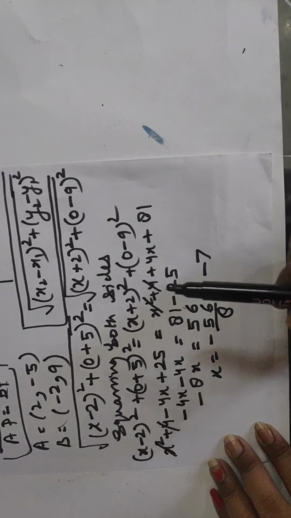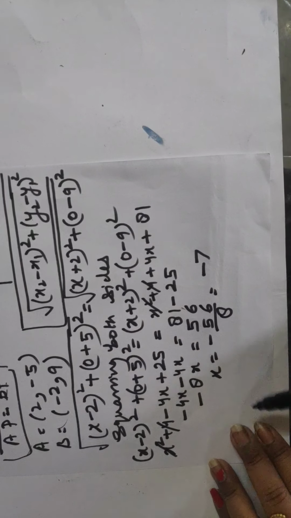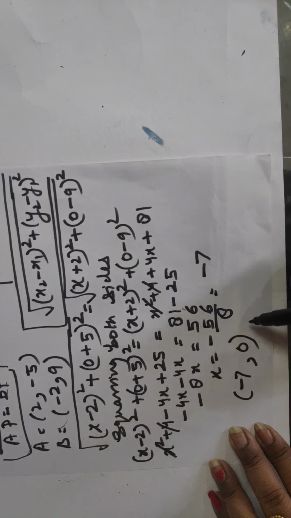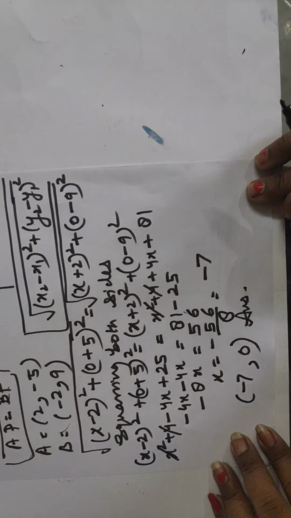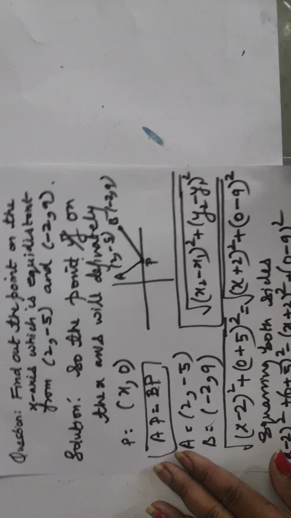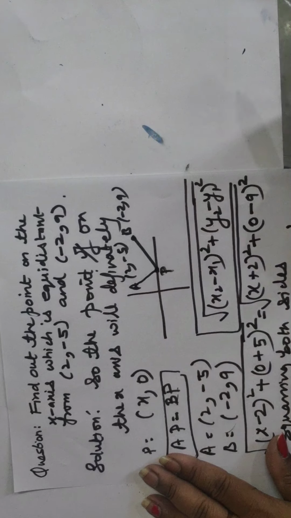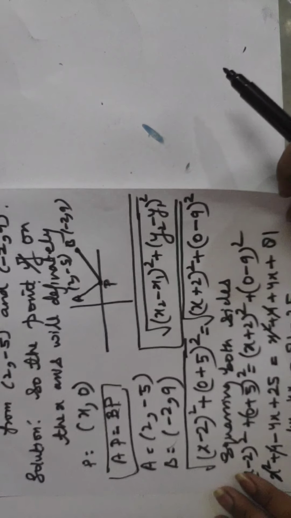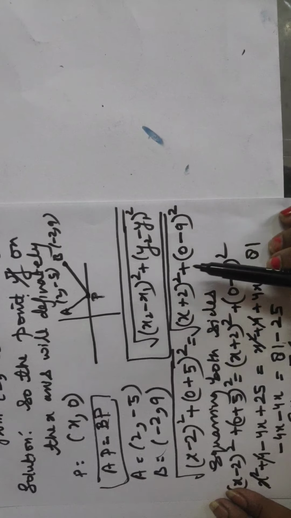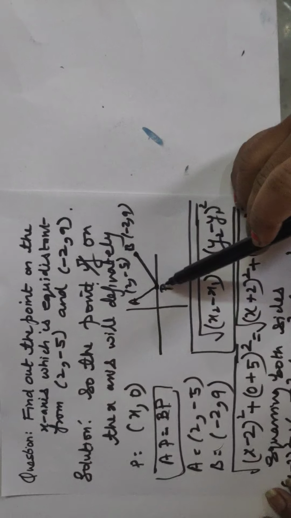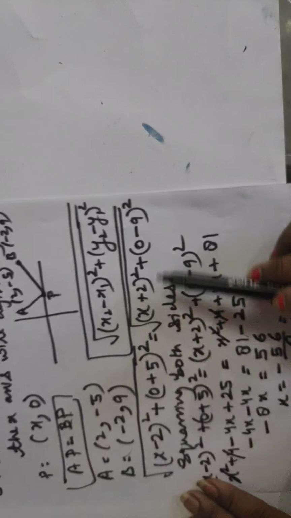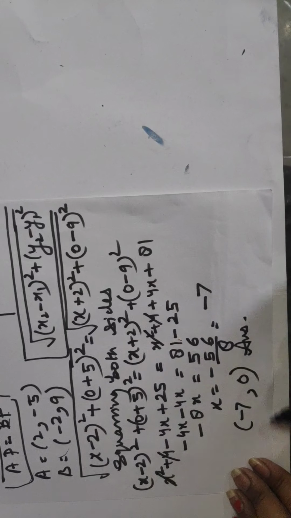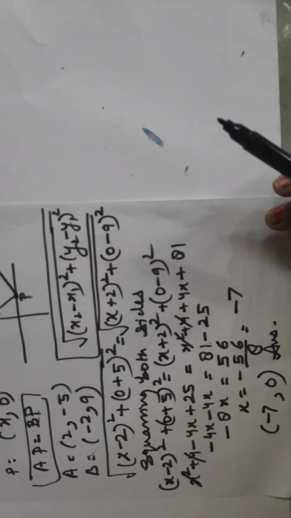We need to tell the value of point. So the point will be minus 7 comma 0. See, that was the question. Yes, we need to find out the value of P here. So we have applied here the distance formula. Since these 2 points are equidistant from the point P, we have equated here by using distance formula and we have found out this point. I hope it is very clear to you.